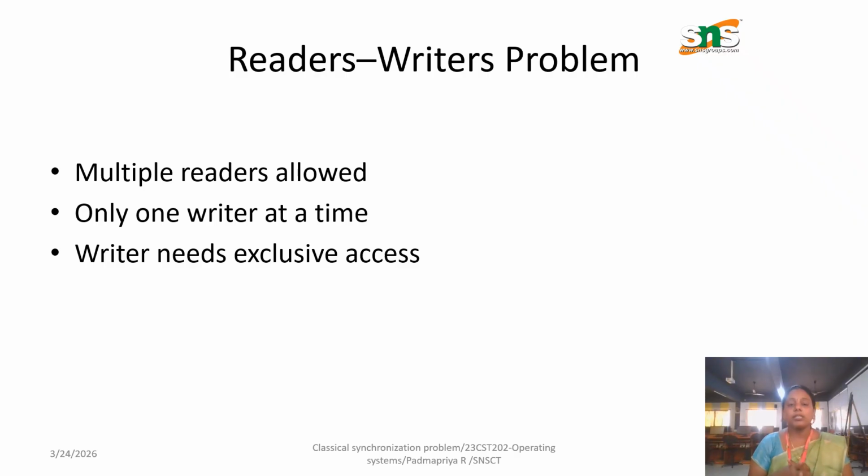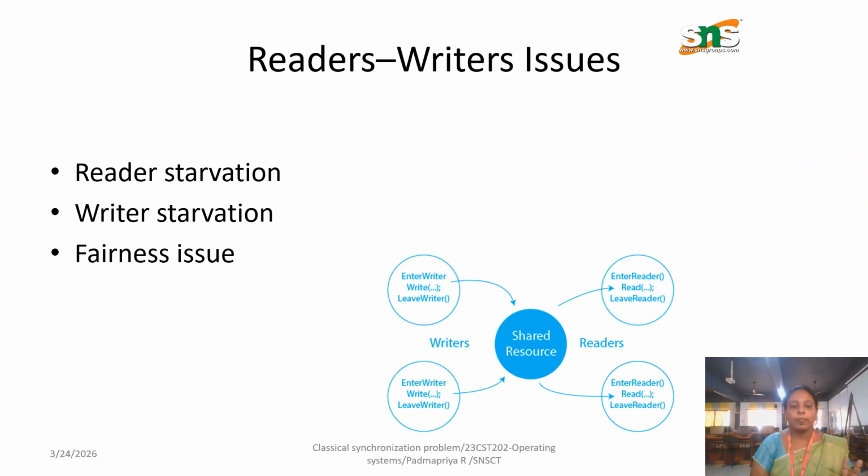The second problem is the readers and writers problem, the same as the producer consumer problem. Here, multiple readers are allowed to read, but only one writer at a time can write. So the writer needs exclusive access. While the writer has that access, the other readers cannot override it; they can only read. This is the reader-writer problem. And here, reader starvation and writer starvation, fairness issues happen.